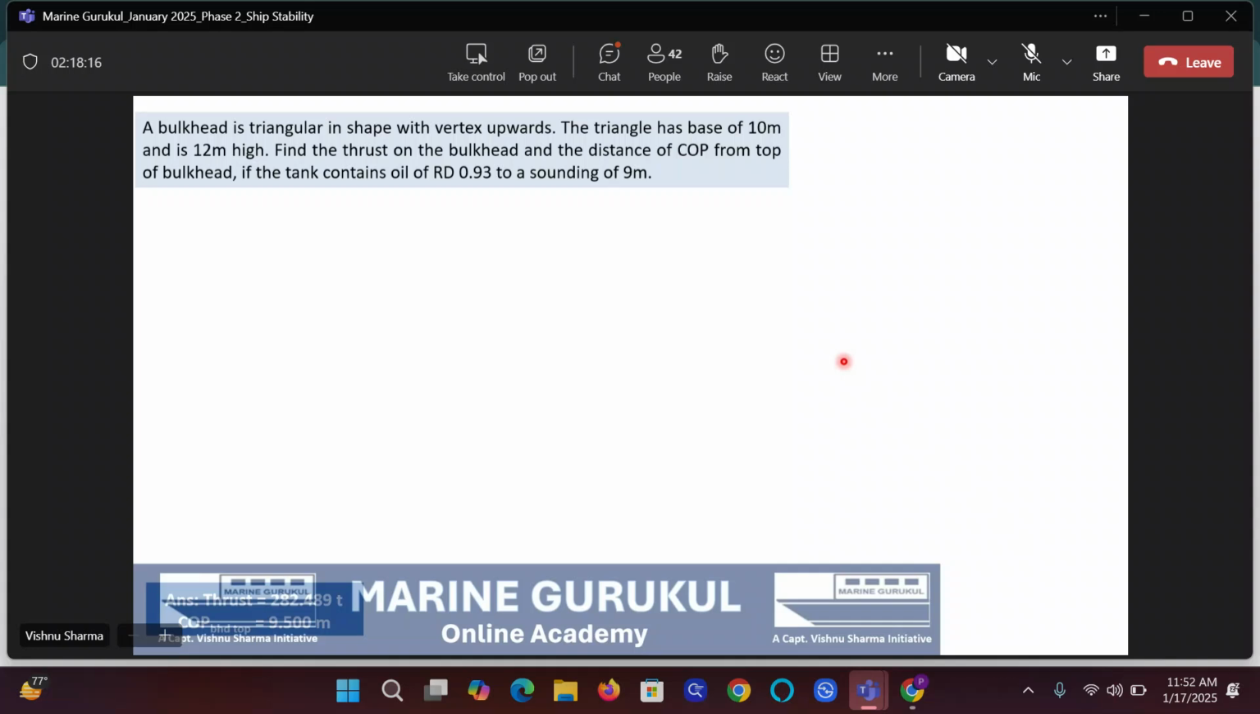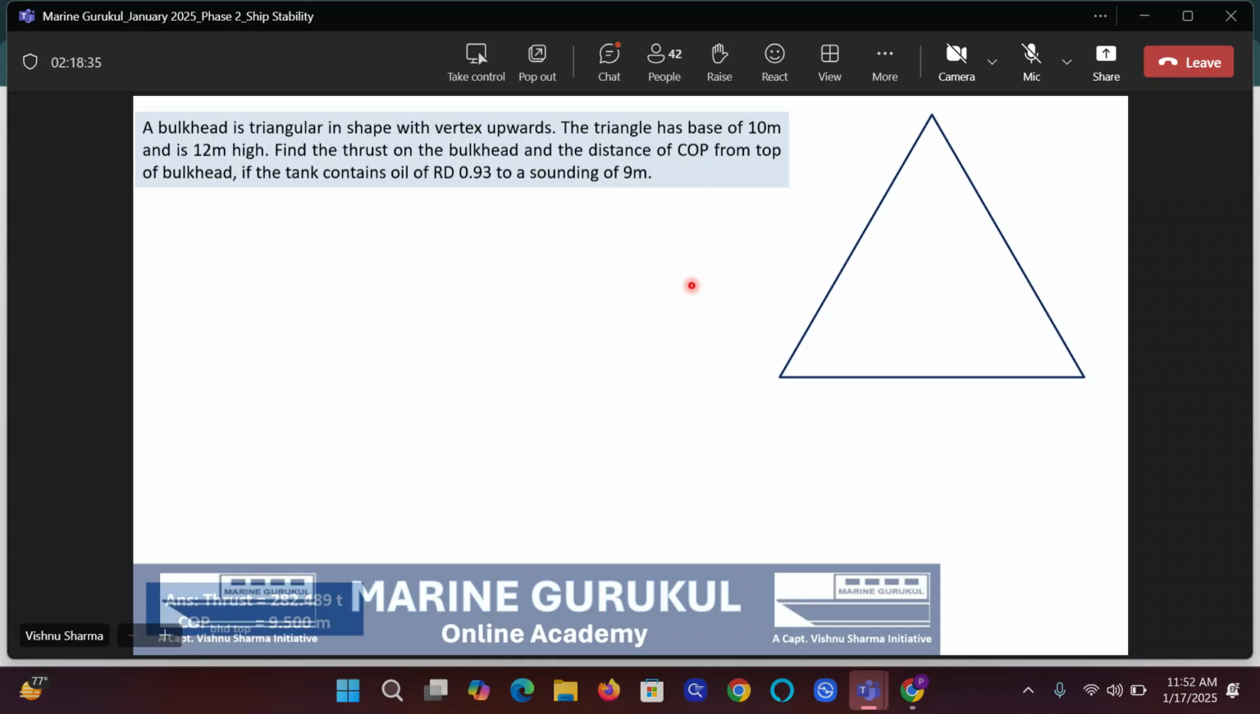If you have made any mistakes in the diagram, if you own it, you'll be able to correct your mistakes. If you don't want to own it, it's okay. And if you've not made mistakes, fantastic, guys. It's a triangle with vertex upwards. Now you'll say, sir, where do I find this bulkhead? You don't find it on the ship. It's a question, that's all.